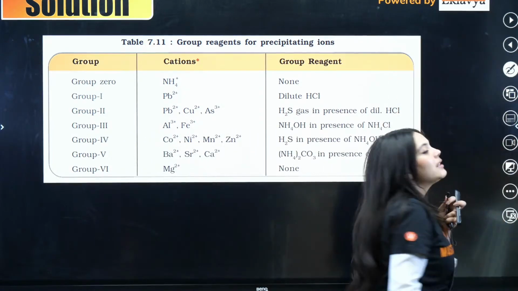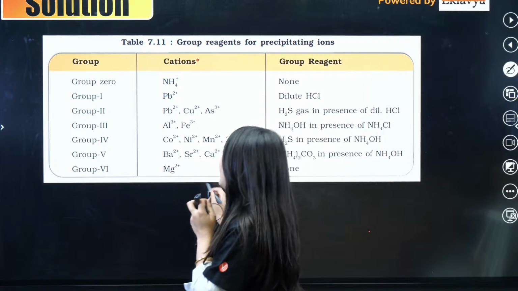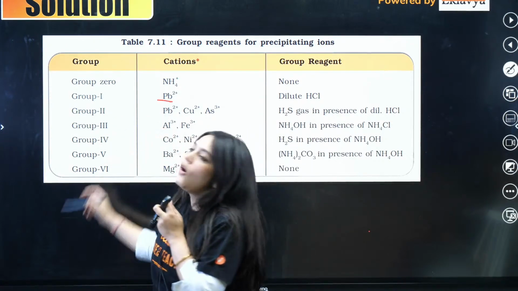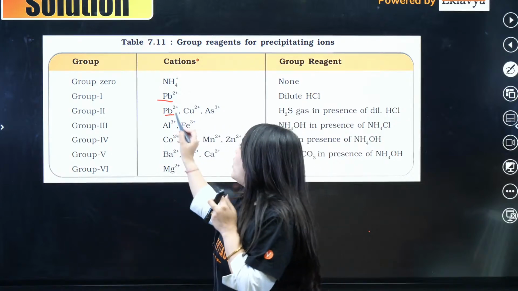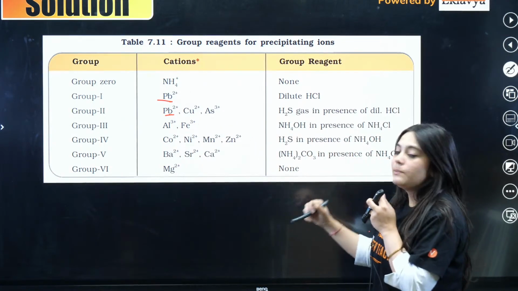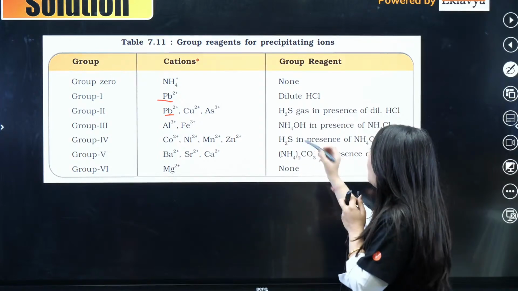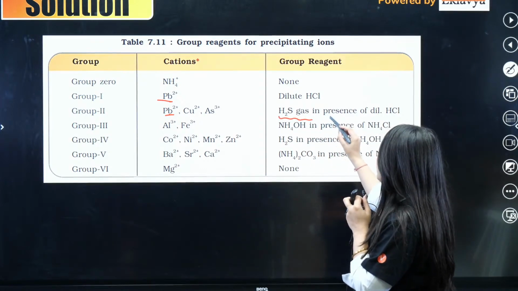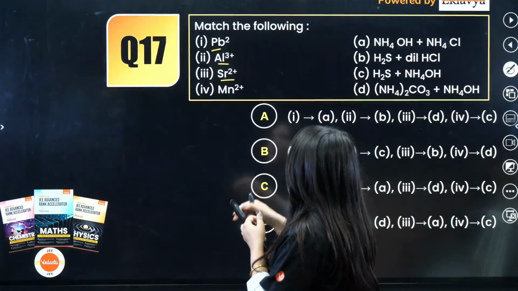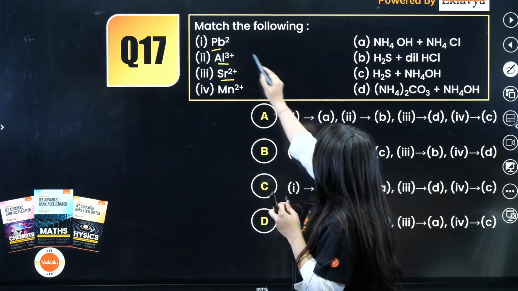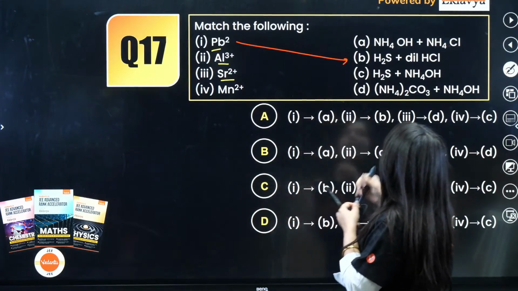Can everybody see this screenshot? Pb2+ belongs to two groups, which is group 1 and group 2, right? And in group 2, what is happening? It gets precipitated out with the H2S gas in presence of dilute HCl, right? This was the option given with Pb2+. It would be option number B.